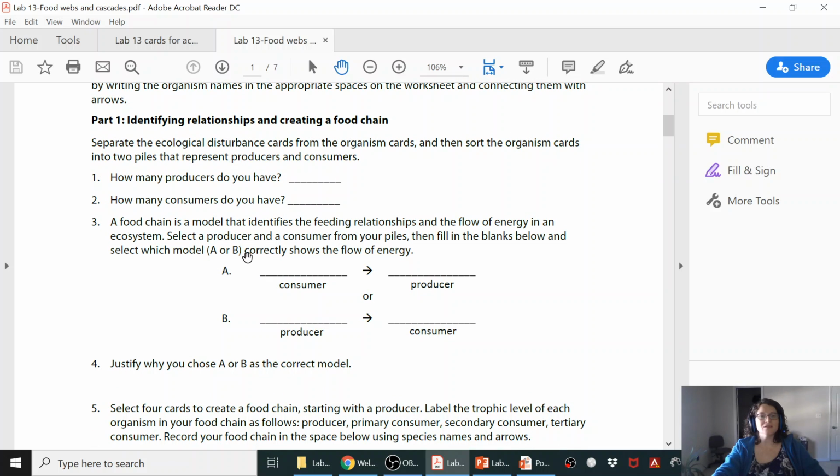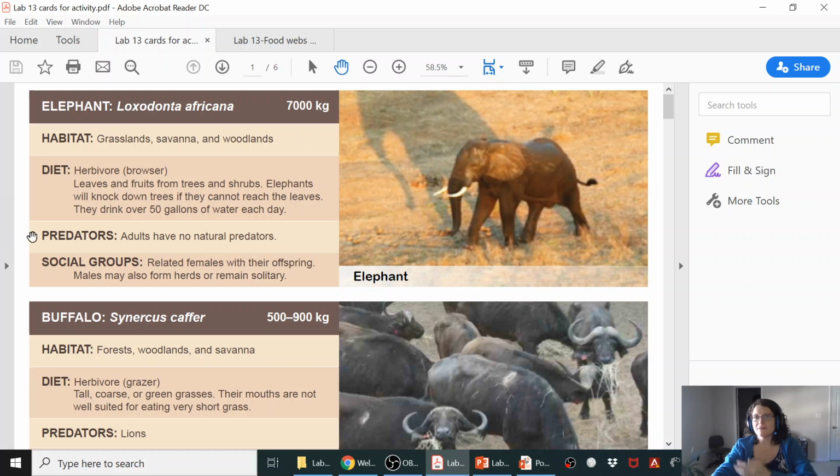So we're going to talk about the food chain as a model that identifies feeding relationships. We have a producer and a consumer for your piles. Okay, so let me show you what the piles are going to look like. You have these organisms. You're going to print them out, and you can cut them and then fold it in half, and you can make piles. Making piles is easiest. You can also make lists. My suggestion is that if you do not have the ability to print these, you don't have to use the colors. The colors are nice, but you don't have to use them. If you're unable to print them, then what you need to do is write down information about each one of them.